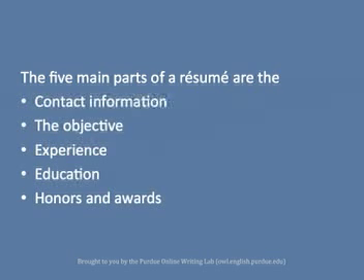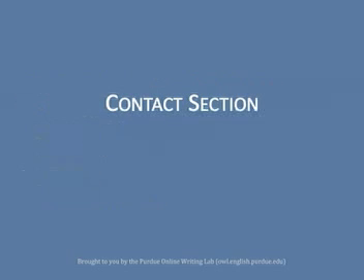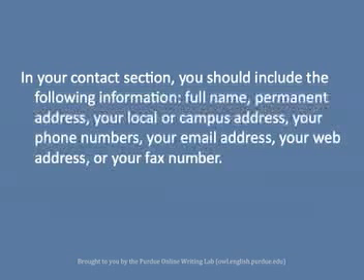The 5 main parts of a resume are the contact section, the objective, experience, education, and honors and awards. A contact section provides employers with essential information so you can be contacted for an interview or to answer questions. But of course, as with the rest of your resume, you'll want to check that all of the information you include is correct and accurate. Mistyping your phone number could easily cost you an interview. Also, if you list an email address, be sure to check your email regularly, or you may miss an important message. In your contact section, you should include the following information: full name, permanent address, your local or campus address, your phone numbers, your email address, your web address, or your fax number.